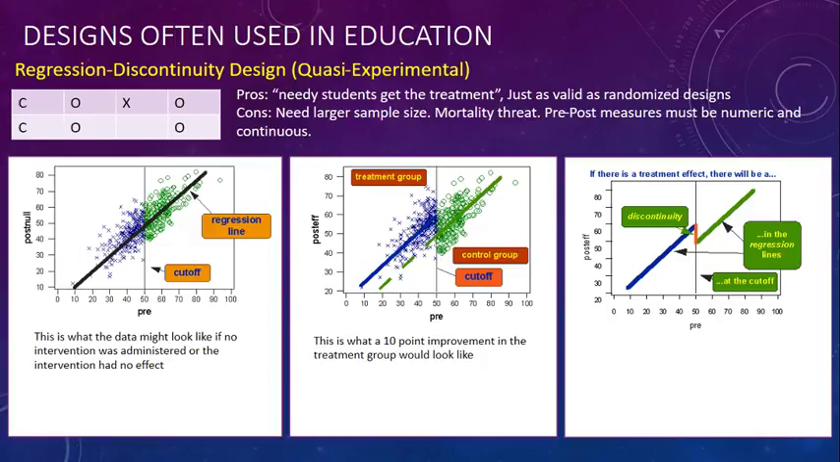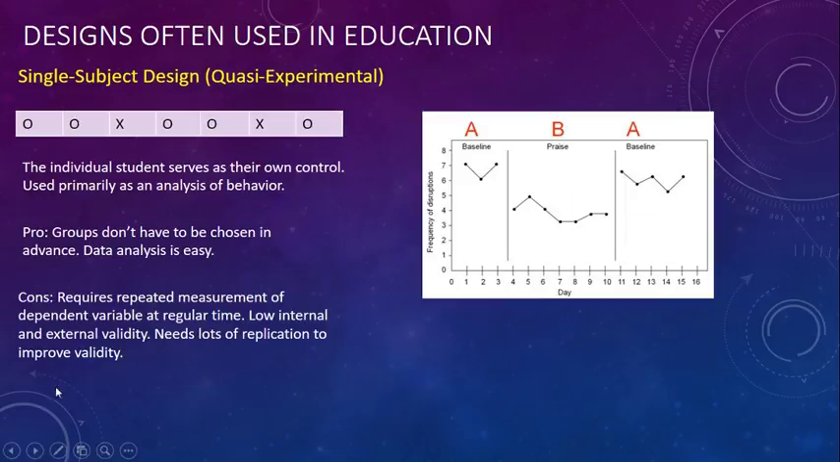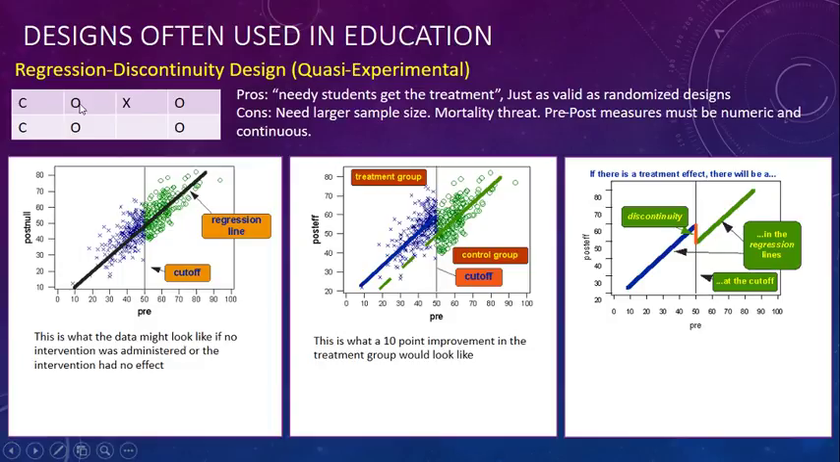All right, so what happens is the students that score below the cutoff are assigned to the treatment group. And the students that score above that cutoff score are assigned to the control group. So you give them the pre-measure. Then, using that pre-measure, let me go back to the slide, using that pre-measure, you assign groups. And then finally, you give them both a post-test.